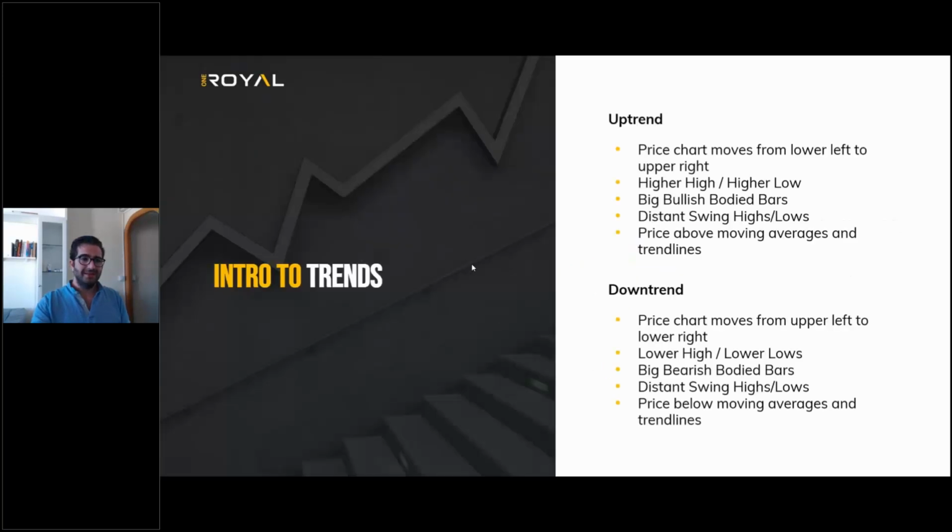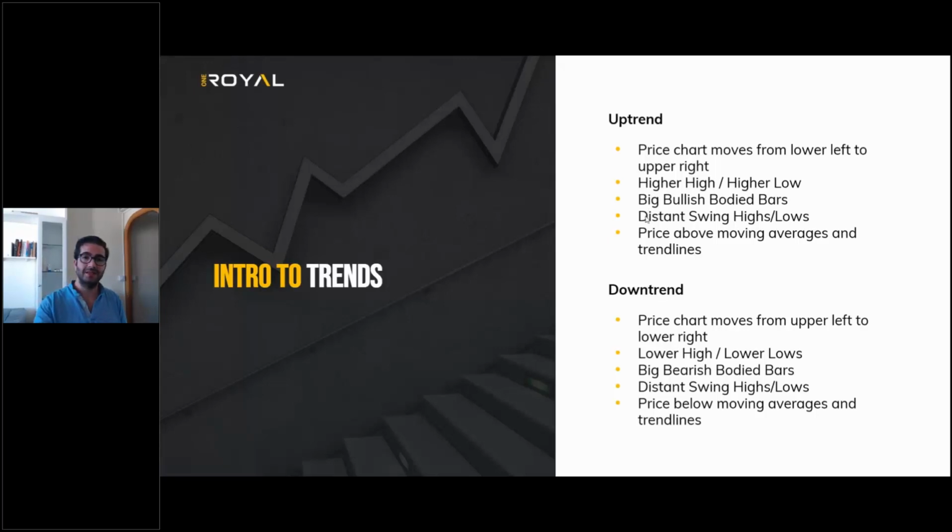So what is an uptrend? How do you recognize an uptrend? What are the traits of an uptrend? You will see on an uptrend, the market is posting higher highs and higher lows.